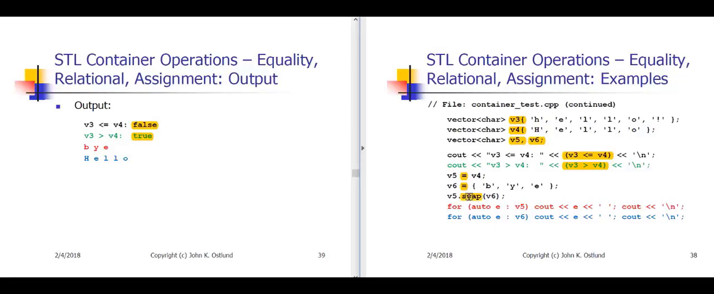And next we're swapping the contents of v5 and v6. So v5 used to contain hello with a capital H. v6 used to contain lowercase bye, but now their contents are swapped so that when we display v5 in this red range for loop, the output that we get is bye, whereas when we display v6 in this blue range for loop, we get hello with a capital H as our output. So a couple of quick examples of relational tests, assignment, and swap.